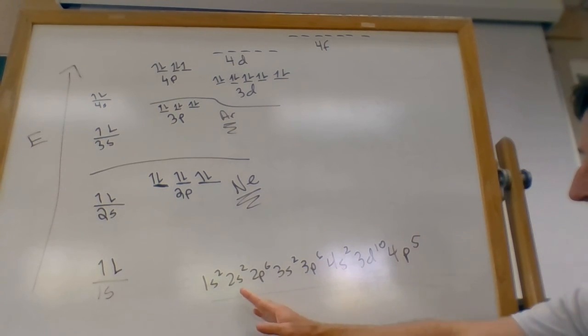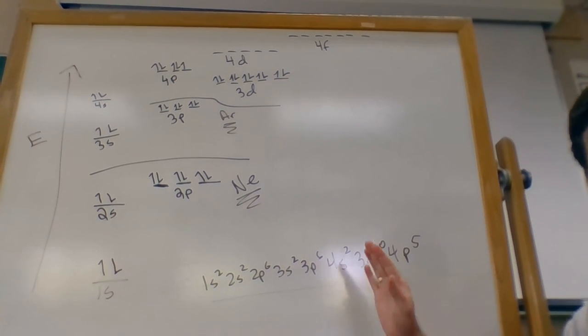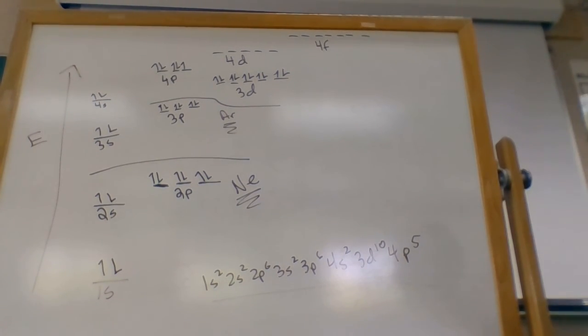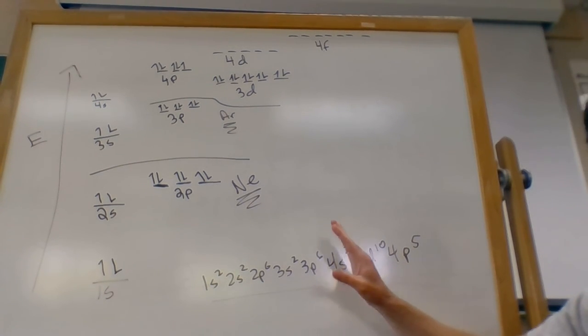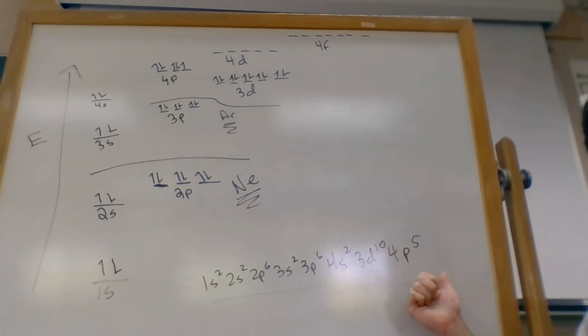A lot of the earlier ones are in lower shells. They're really close to the nucleus. They're not really part of bonding as much, so we don't really need to see them as much. So when we do the noble gas configuration, we're going to hide the lower energy orbitals, which we call the core electrons, and we're only going to show the outer ones.